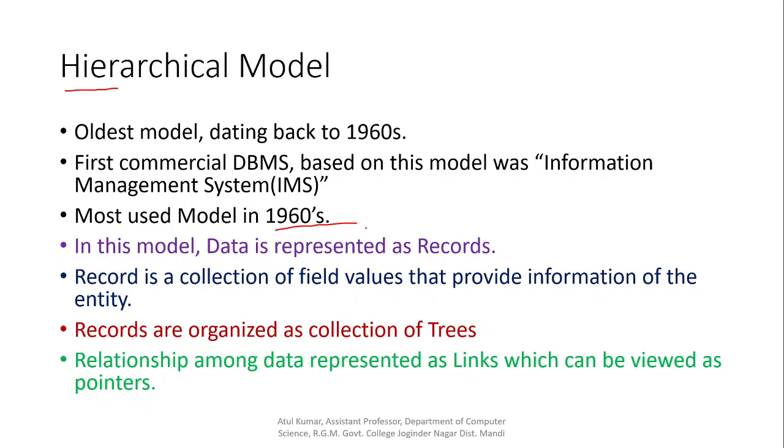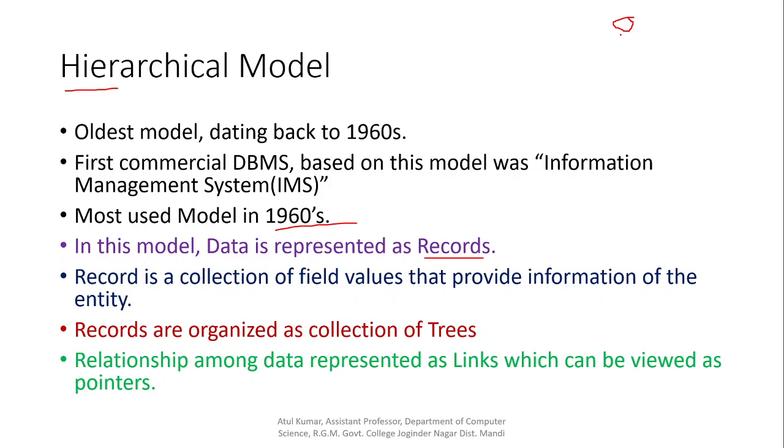In this model, the data is represented as records, and a record is basically a collection of field values that provide information about an entity. Records are organized as a collection of trees. A tree is a data structure that contains a root and children, parent and child.